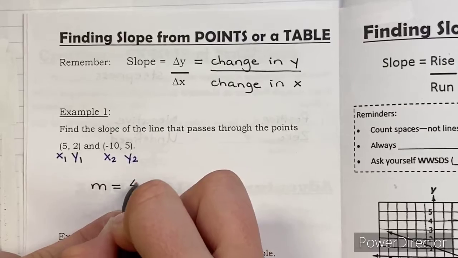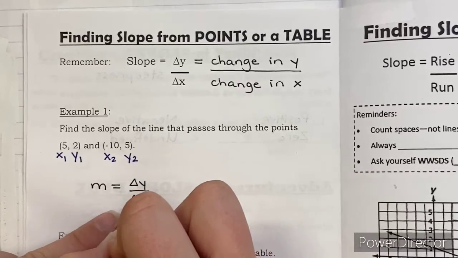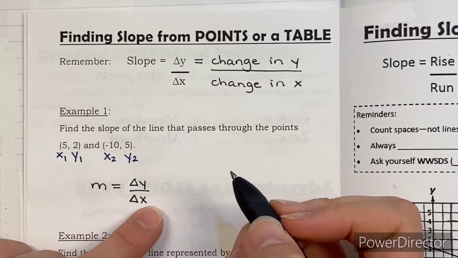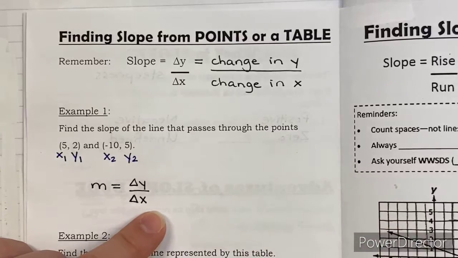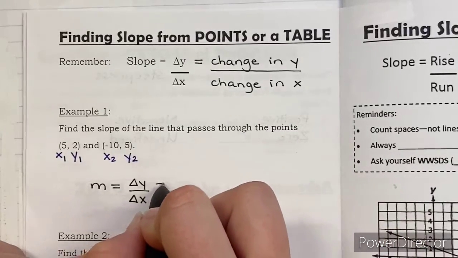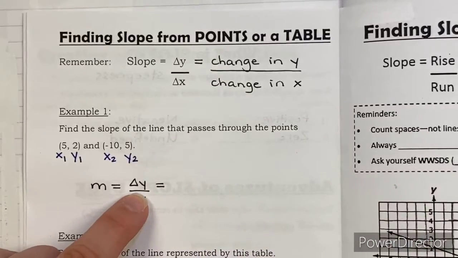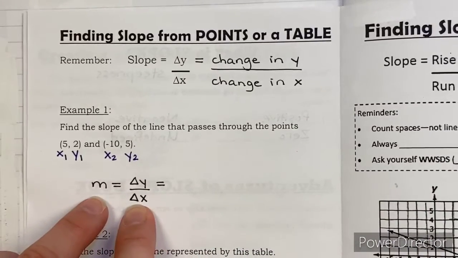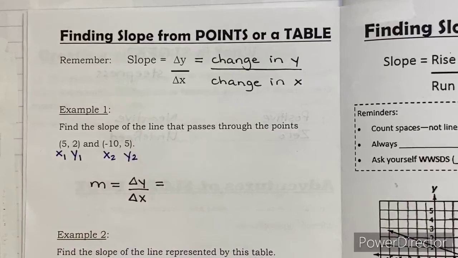So remember that it's the change in y over the change in x. So we're going to write several of these so that our brain is thinking, hey, these are all the same thing. So now let's actually talk about the change in our y value.